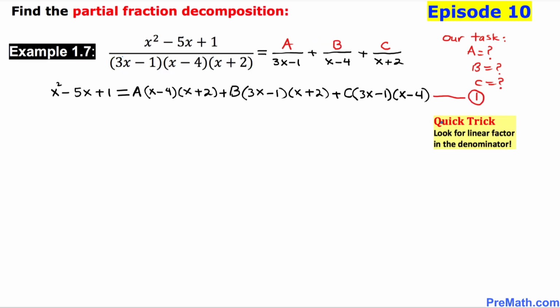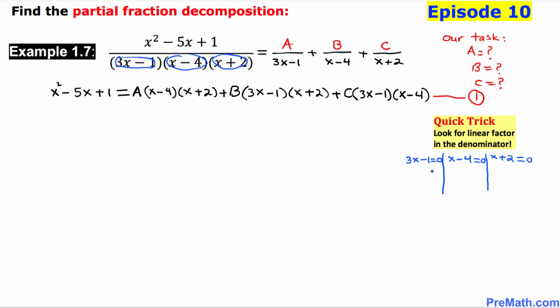And now here is our quick trick. Look for the linear factors in the denominator. As you can see, we have 1, 2, and 3 linear factors. I am going to copy them down over here. The first one I'm going to write down 3x minus 1. The other one I'm going to put down x minus 4. And the third one I'm going to put down x plus 2. I'm going to set each and every one equal to 0.